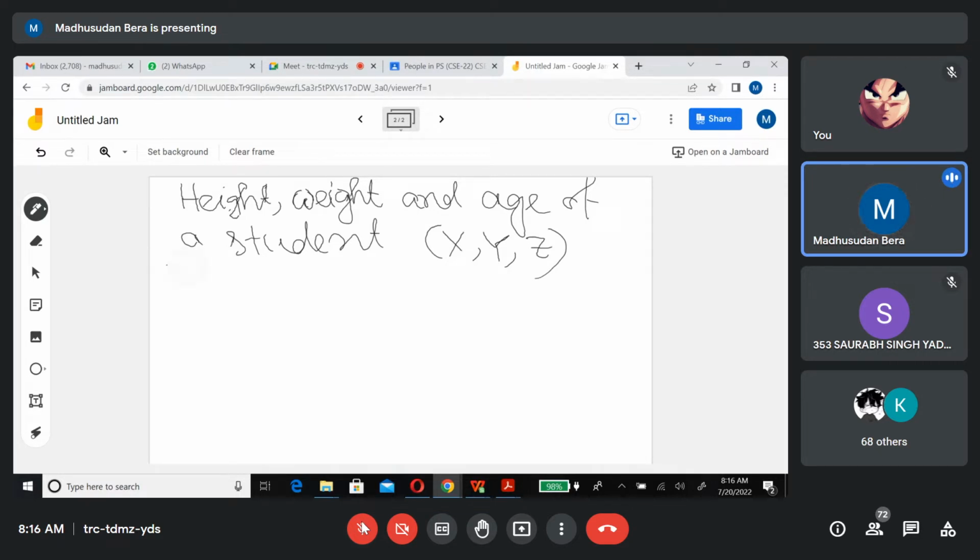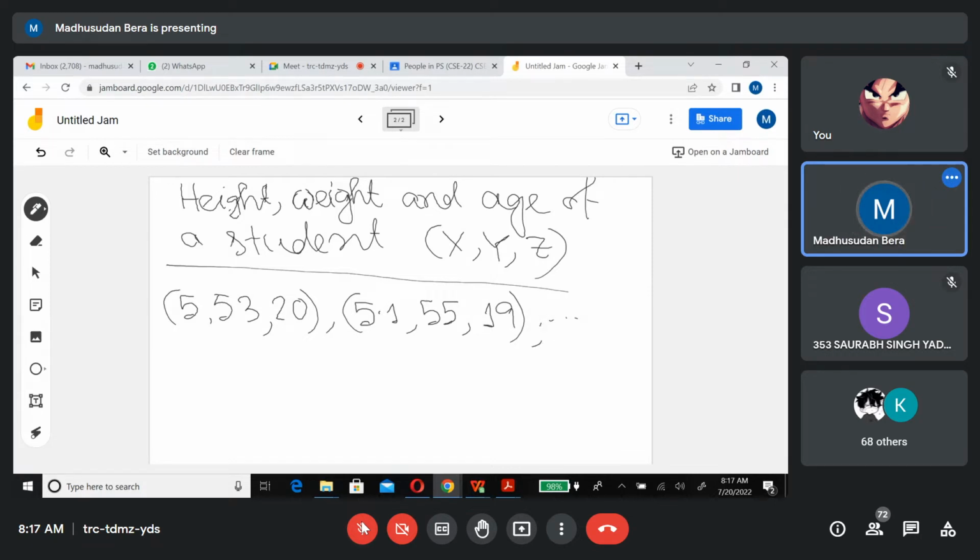Okay, suppose height is 5 foot, weight say 53, age 20. Suppose the next is 5.1, 55, age 19. That way we can list it. That is multivariate data. Okay, so is the univariate and multivariate data concept okay?